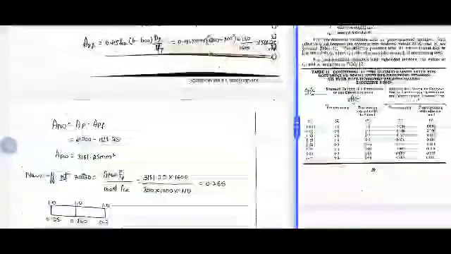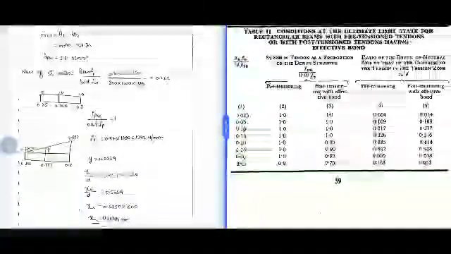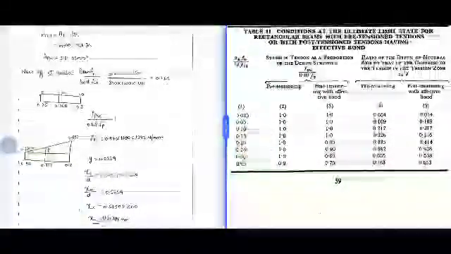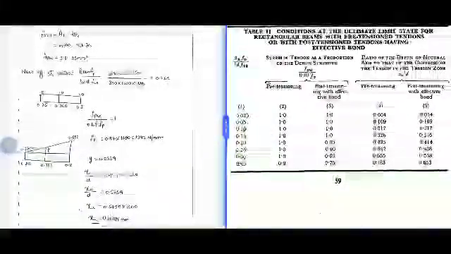0.265. So it lies between 0.25 and 0.3. So from column number 2, FPU by 0.87 FP ratio is 1 again. For both values we have 1 only, so directly we will get 1392 Newton per mm square.